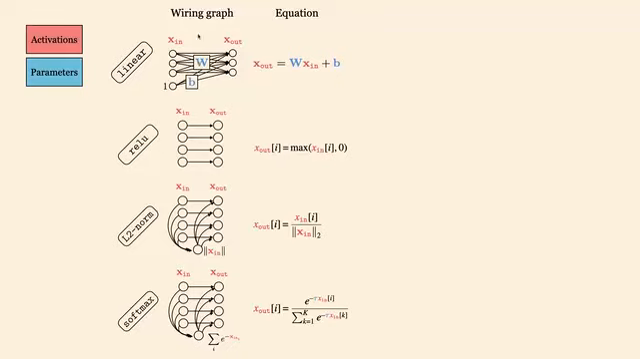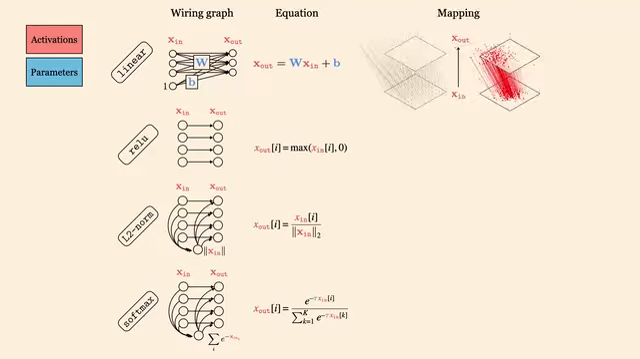So the only learnable parameters are the weights and biases in these layers. Okay, so here are the wiring diagrams. Let's look at the mapping diagrams for these layers, just to build up this intuition. We're always mapping from x in to x out.